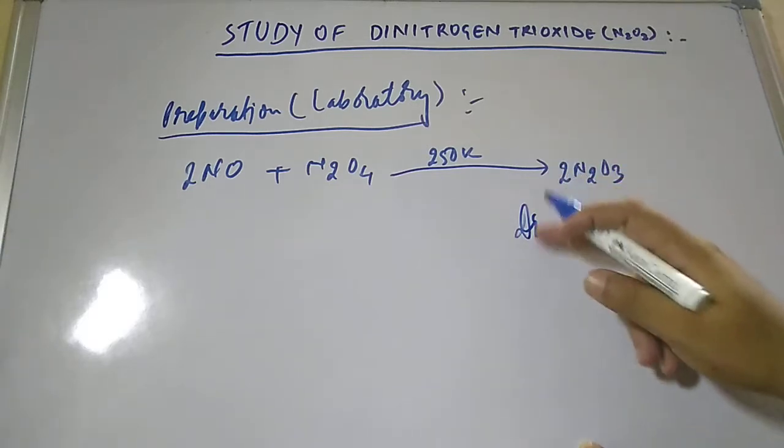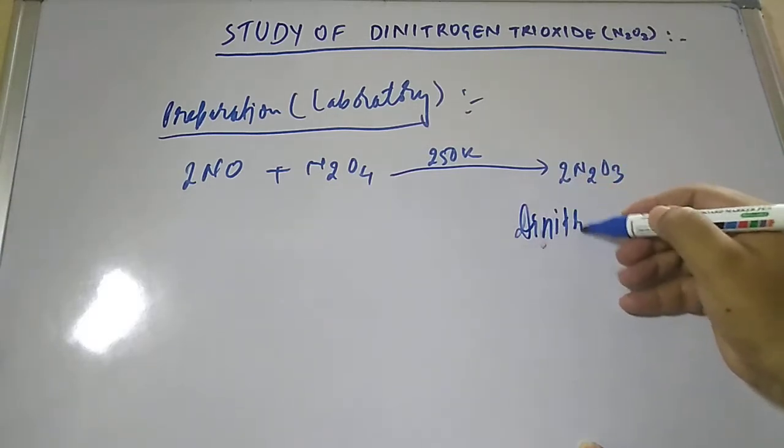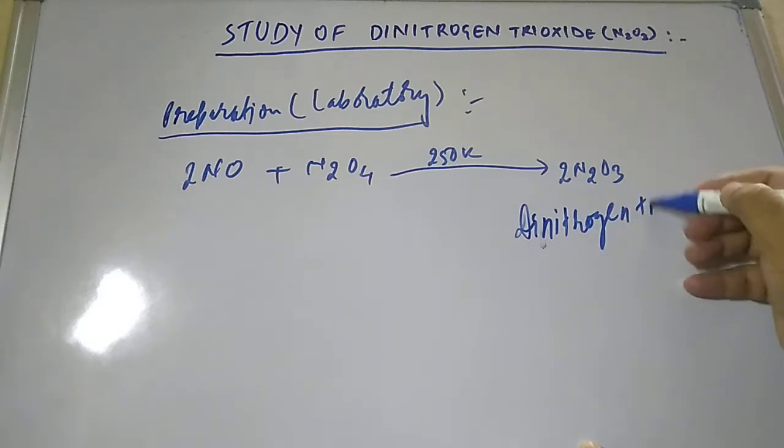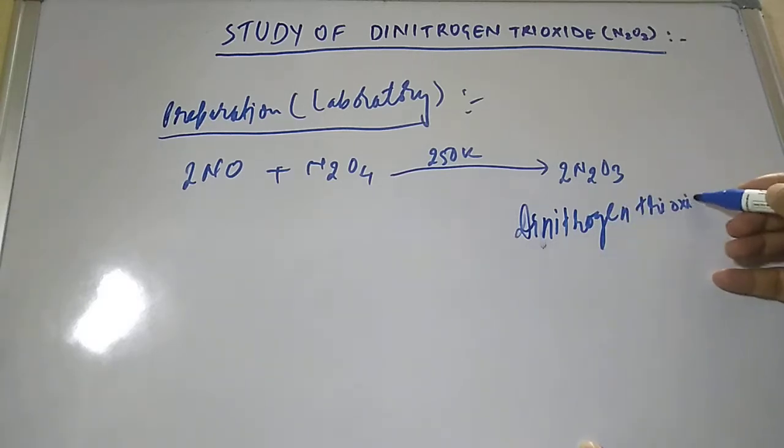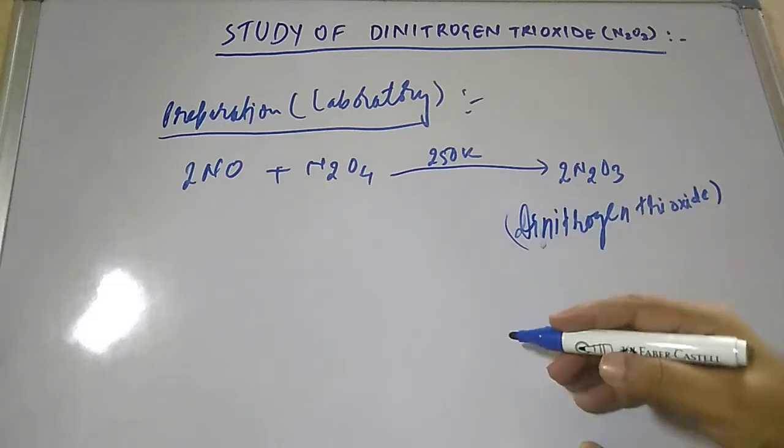Dinitrogen means 2 nitrogen atoms are there. Trioxide means 3 oxygen atoms are there.